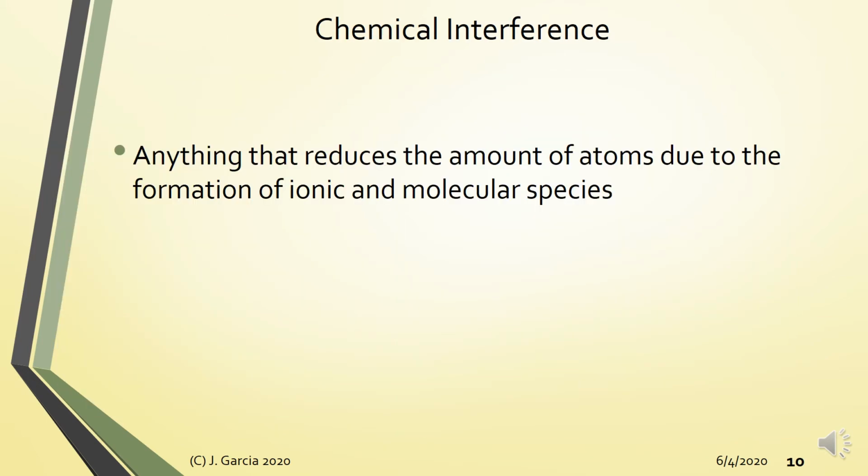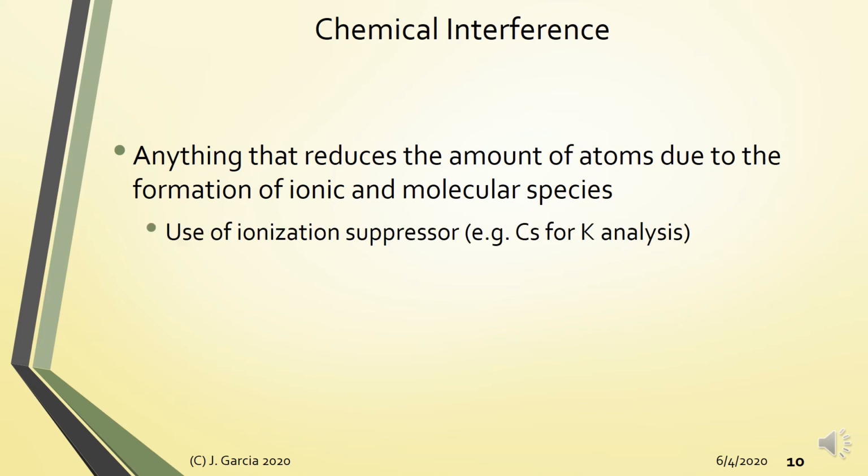Next, you have your chemical interferences. This pertains to anything that reduces the amount of atoms due to the formation of competing species, the ionic and molecular species. Again, the objective in AAS is to convert your analyte into free atoms, and the formation of ions and molecular species competes with this. So what are the ways to reduce chemical interferences?